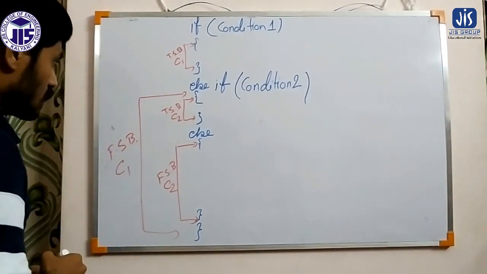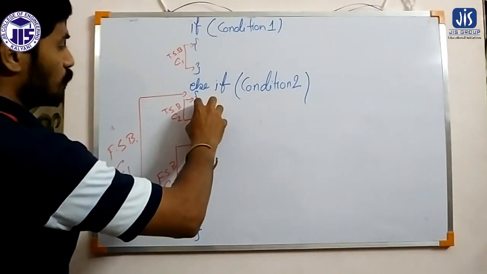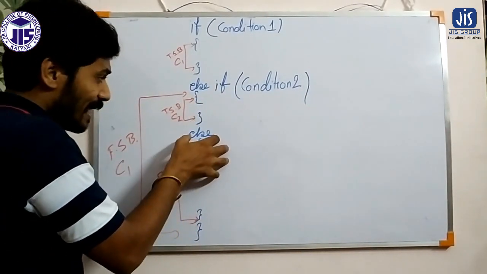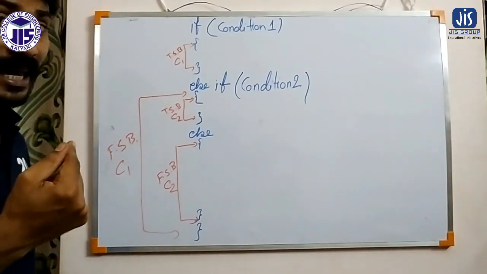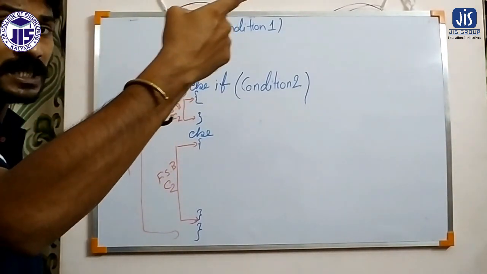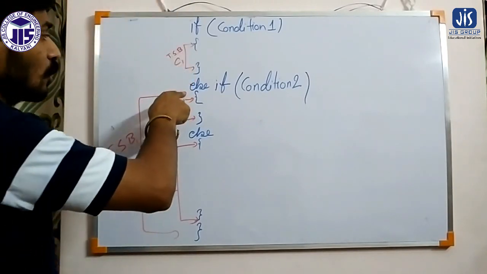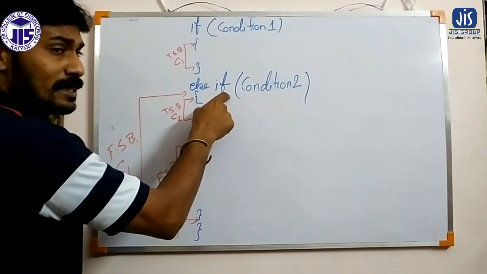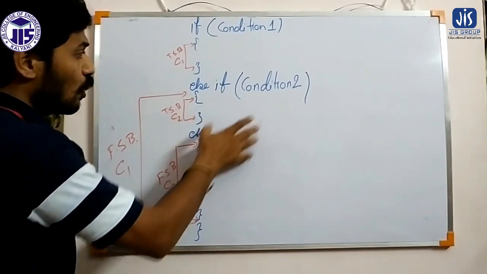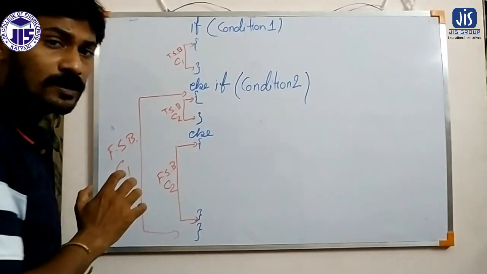So this is the true statement block for condition 2, and this else. In if else I have said that every else is related to the previous if. So this else is related to this if, and this else is related to this if. This is the false statement block of this condition, and this is the false statement block of this condition.